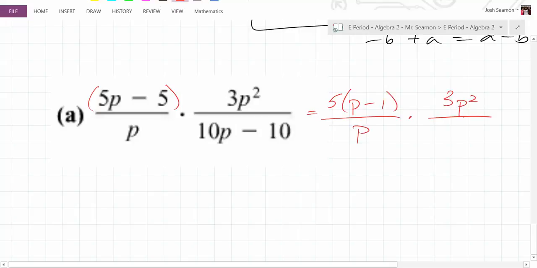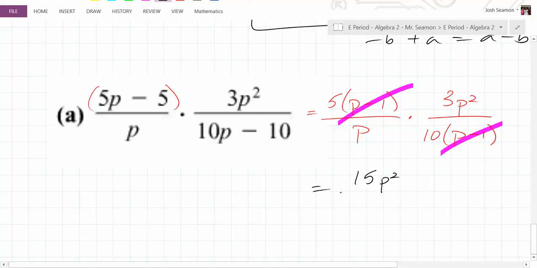What can I factor on the bottom here? 10p minus 10 is what can be factored. What can I factor out of that? So what am I left with? 10 times what? Now, is there something that cancels? Because it's all multiplication, what can I cancel? What am I left with now?